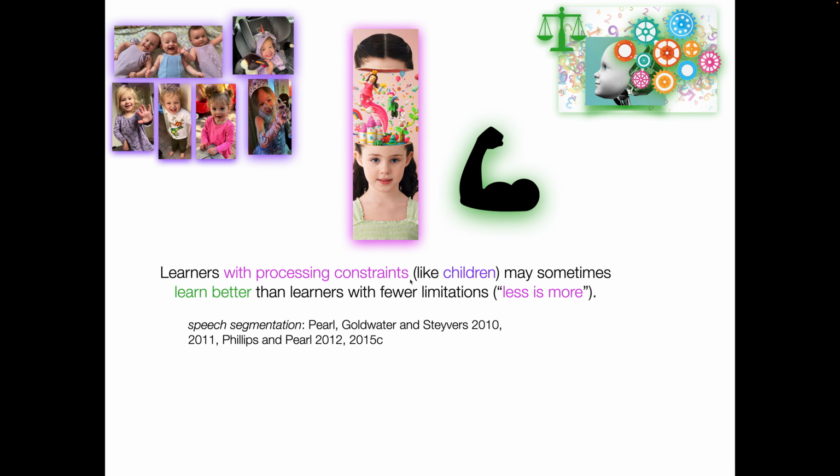And finally, learners that have processing constraints, like children, may sometimes learn better than learners with fewer limitations. We have some examples of this in speech segmentation, but this is in line with the rather provocative and fun idea of less is more. Having less cognitive power actually yields better results, more language learning success, which is a fun and interesting idea: that children are particularly good at learning language precisely because they are limited in particular ways.